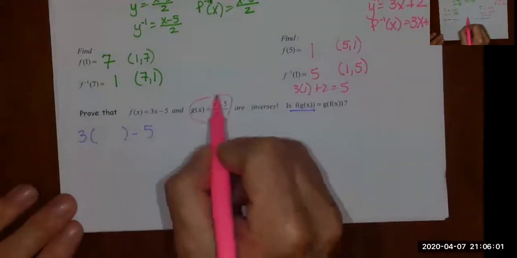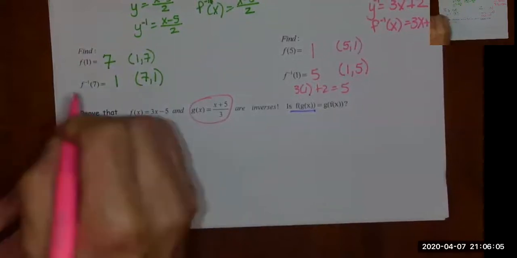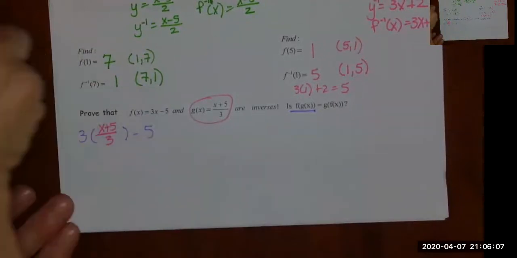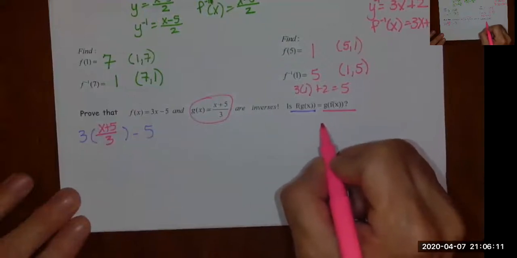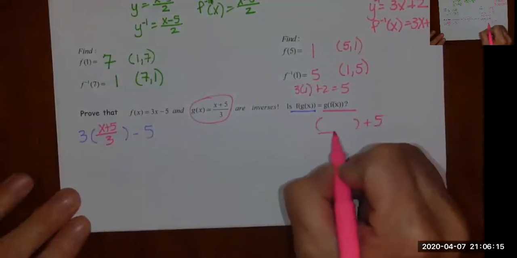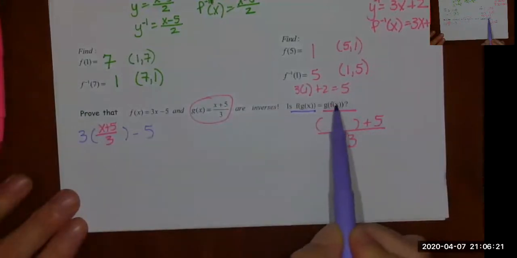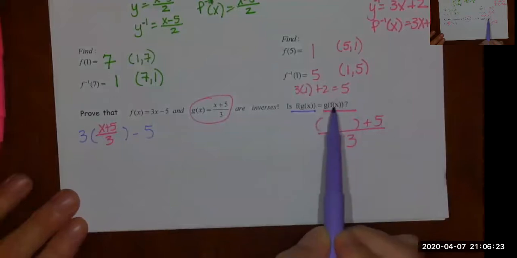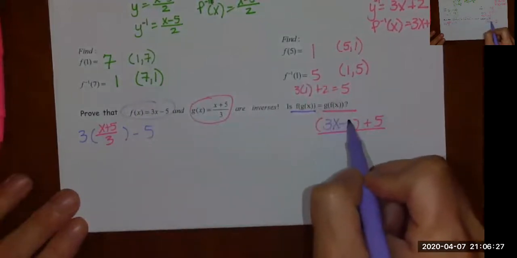I'm going to use pink for g. The other thing I'm going to do is this one. So I'm going to leave g open. So (x plus 5) over 3. And this time, I'm going to plug f in there. The pink part's g. I'm going to put f in there, and f is 3x minus 5.